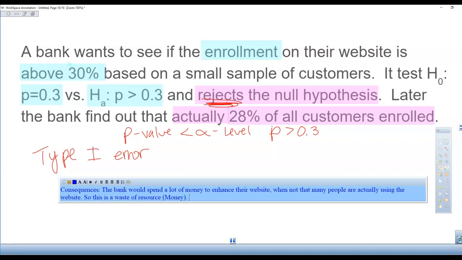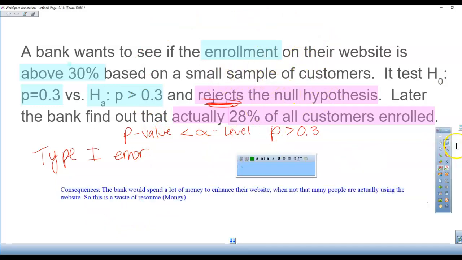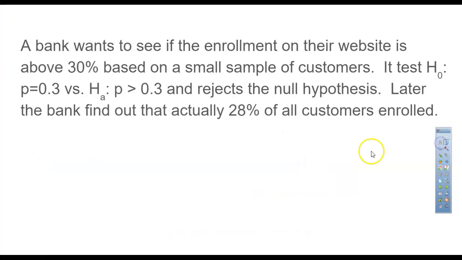In real life, the consequences pretty much are like you're wasting money or not, okay? So the consequences in this specific example would be they're going to invest in this whole website. They're going to invest all this money, but then they later find out that only 28% of the customers actually enrolled. So they spend all this money for nothing, basically. Well, I guess I shouldn't say for nothing. Those 28% people would be useful, but it's not as cost effective as they thought it would be. All right, next example.